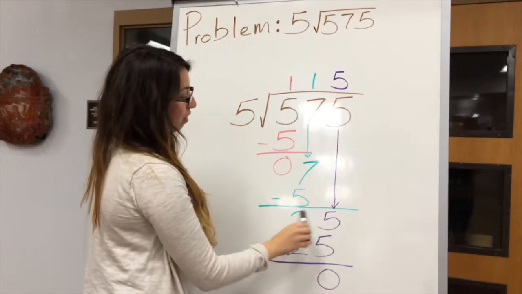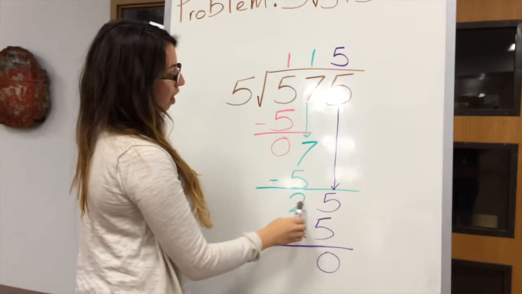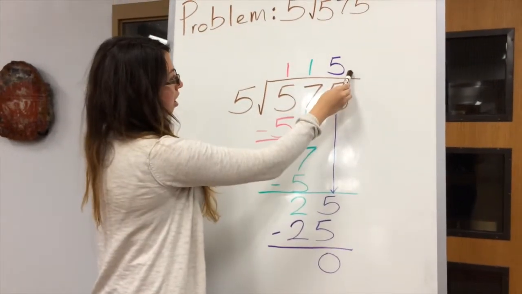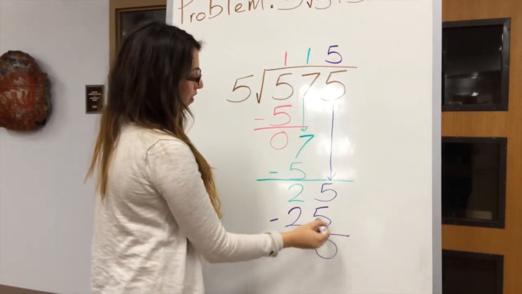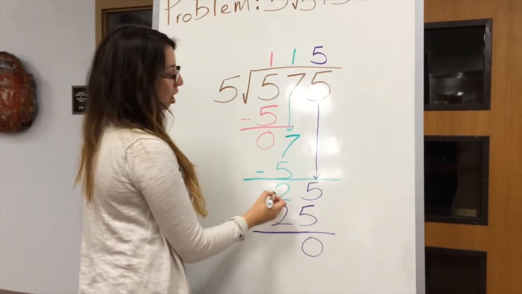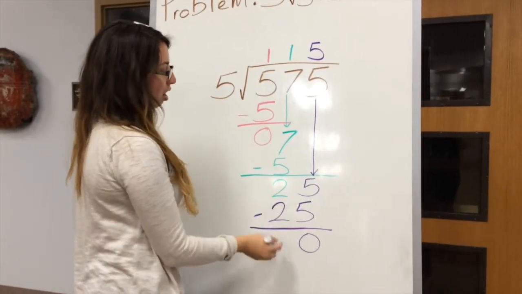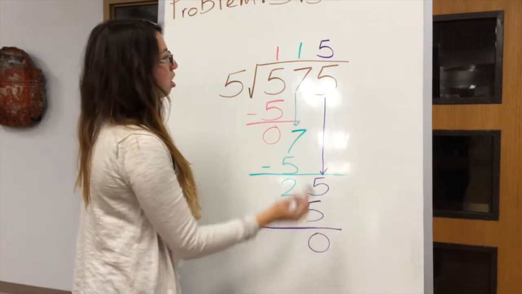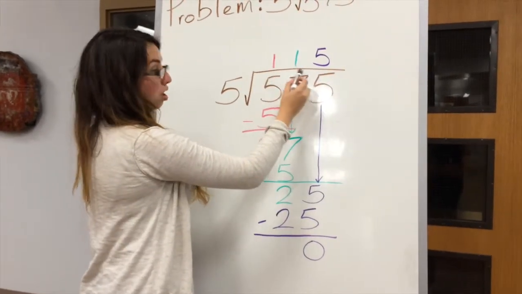How many times does 5 go into 25? 5 goes into 25 5 times. So we write another 25 down below, and we subtract 25 from 25, and we get 0 for the remainder. So our answer still remains 115.